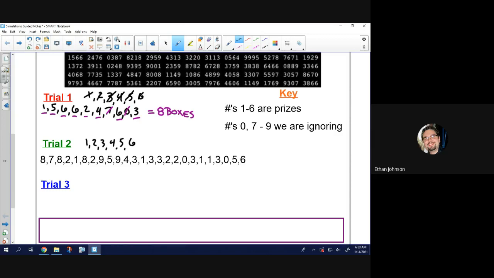And I'll cross the numbers off as I get the prize. So we ignore the 8, 7, 8. We have a 2. We have a 1. We ignore the 8. Already have that 2. Ignore the 9. We have a 5. Ignore the 9. We have a 4. We have a 3.